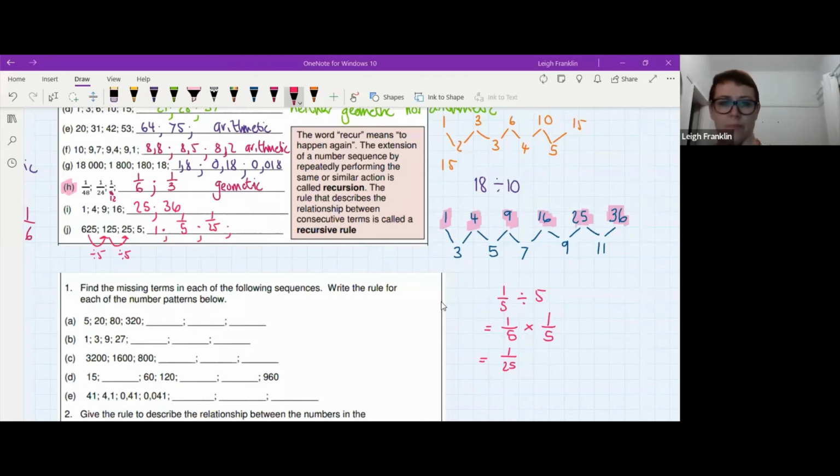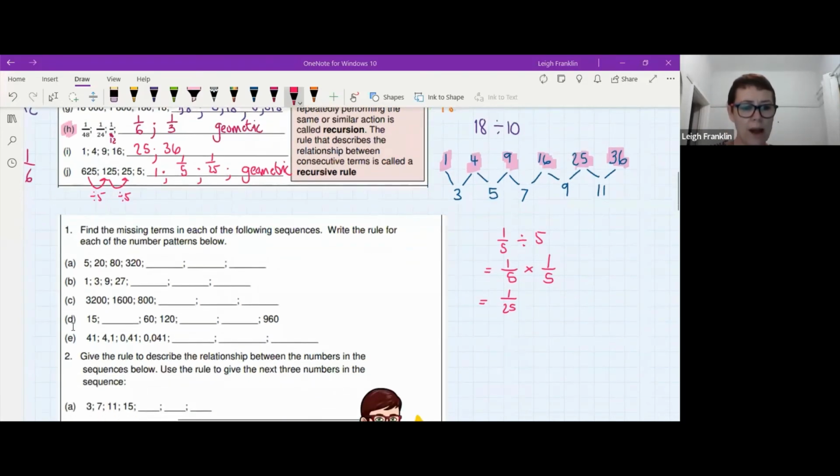If I'm dividing by 5 each time, it means it has to be a geometric pattern. Okay, it's going to be geometric because I'm dividing by the same thing each time. All right, so now here's an opportunity for you guys to do this.